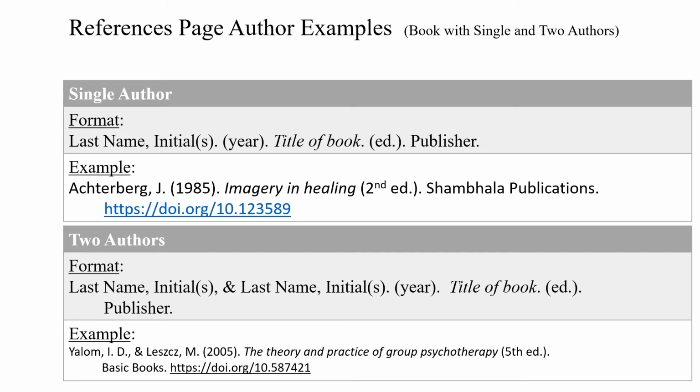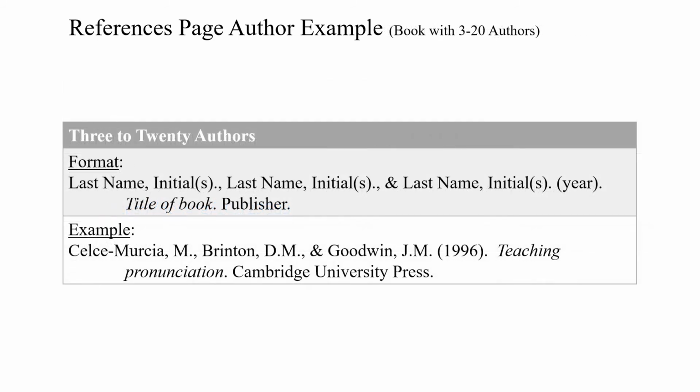The second example on this slide is a book with 2 authors. Note it uses an ampersand between the 2 author names. Otherwise, it has the same format as above. This book example does have a DOI. This slide depicts a book reference with 3 authors. It is the same format except it lists all 3 authors. The same format is also used up to 20 authors.